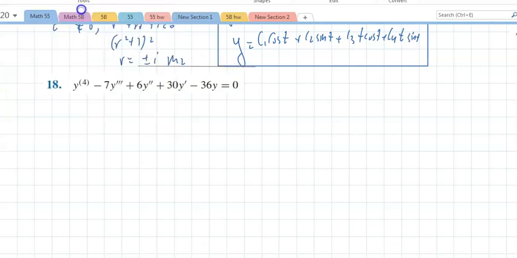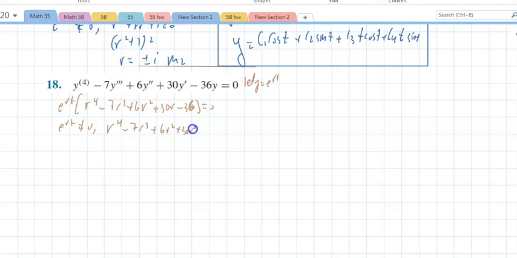Next problem up, I'm looking at problem number 18. A linear equation with constant coefficients that never gets old. I'm going to get e^(rt) times (r^4 - 7r^3 + 6r^2 + 30r - 36) equal to 0. So e^(rt) cannot equal 0. It must be that r^4 - 7r^3 + 6r^2 + 30r - 36 equals 0.